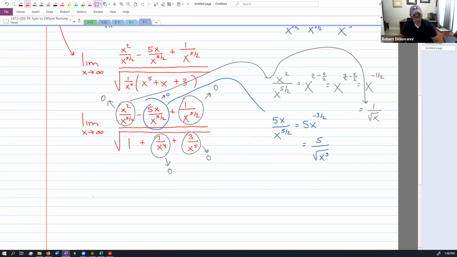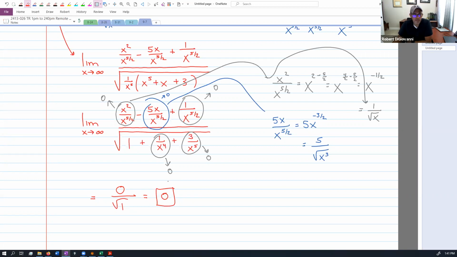So at the end of all of this, I get a 0 on top and the square root of 1 on the bottom, which is just going to be 1. I'm sorry, 0. What do y'all think?